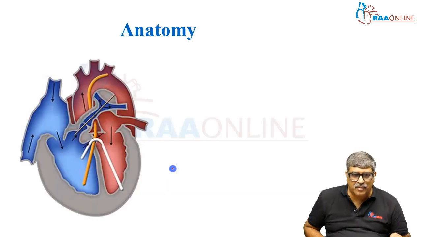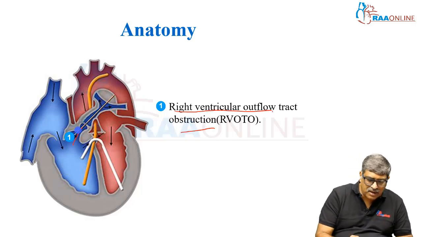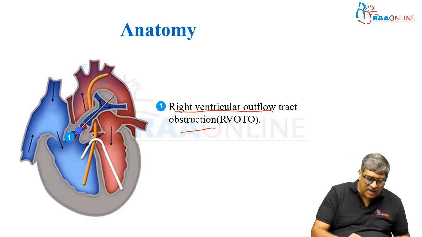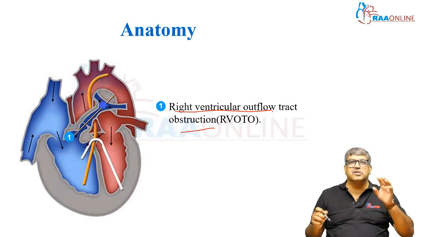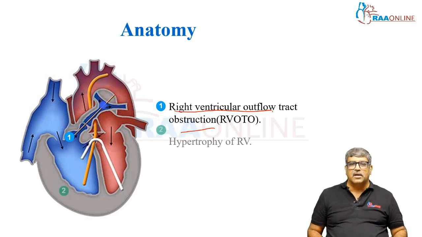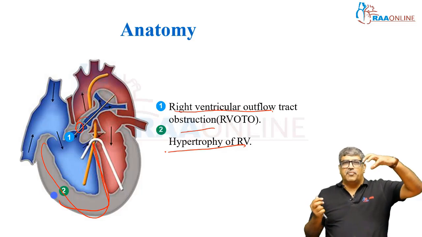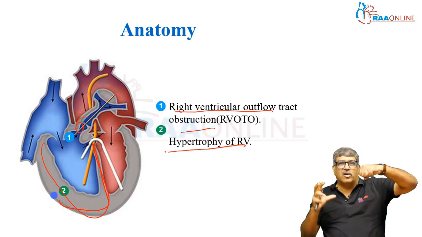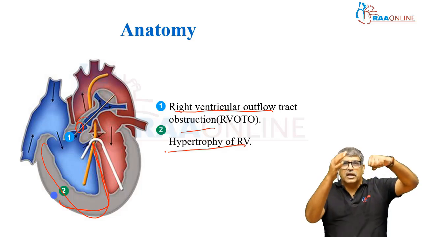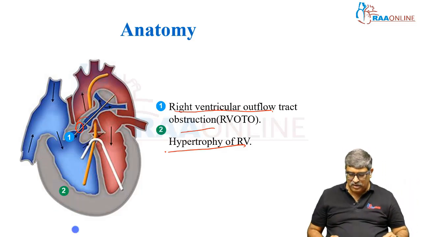To look at the anatomy, the first and foremost is the right ventricular outflow tract obstruction. Here the blood from the right ventricle cannot enter into the pulmonary circulation. That is the most important cause for hypoxia. The second is, because of this obstruction, your right ventricle is hypertrophied. The blood from the right ventricle has to go into the pulmonary circulation, but there is obstruction, so the right ventricle contracts vigorously to push the blood in. So, it undergoes hypertrophy. That is the second abnormality with regard to tetralogy of Fallot.